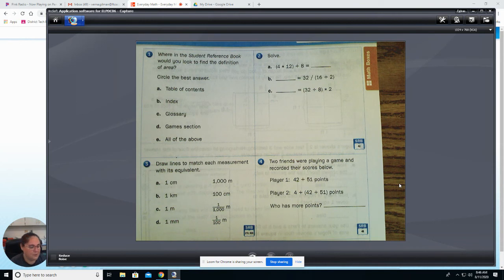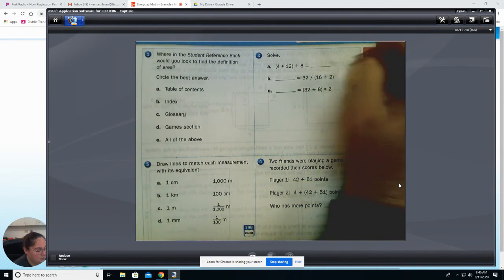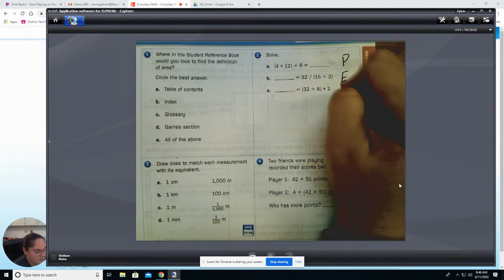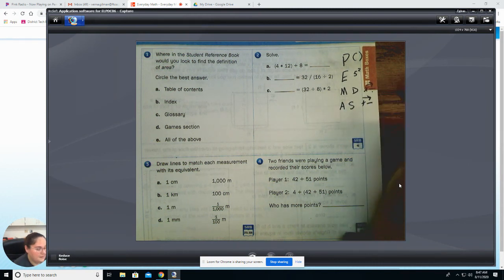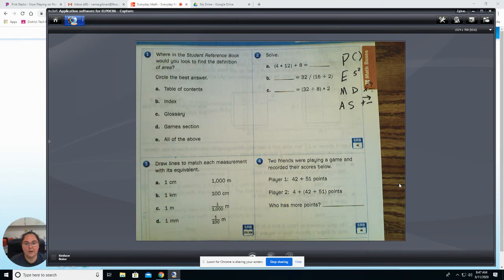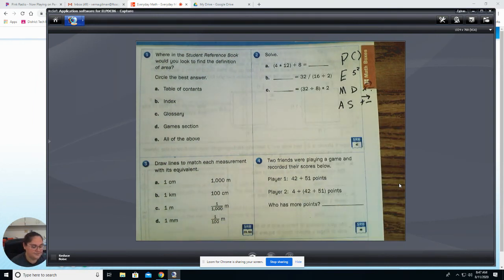Okay? Number 2, you're going to solve these problems. Before you solve these problems, I'm going to remind you, do parentheses, exponents, multiplication and division, addition, subtraction. Don't forget to do this. Parentheses, exponents, multiplication and division, and addition, subtraction. Don't forget to do it in order. So you're going to do those problems.